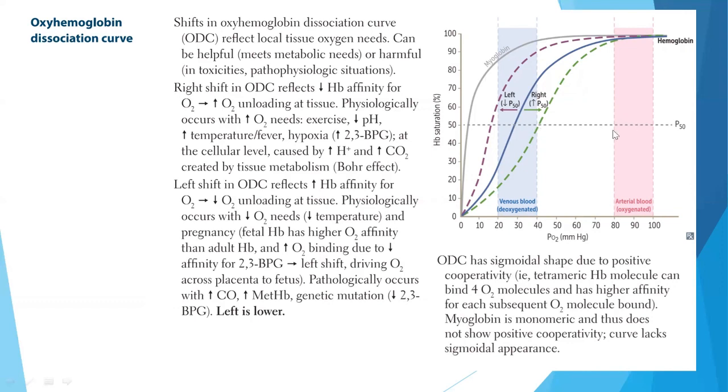So in case of right, we need more oxygen towards the tissues. In case of left, the oxygen hemoglobin dissociation is lower. So left is lower. The oxygen hemoglobin dissociation curve is a sigmoid shape due to the positive cooperativity.